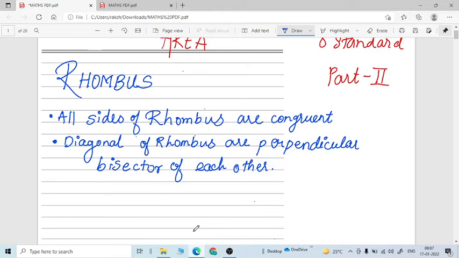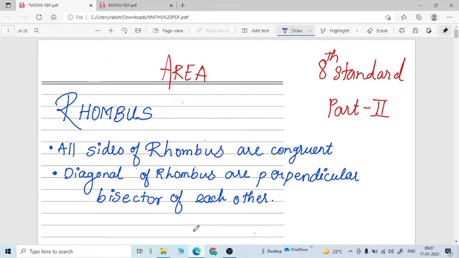Today's video is going to be about area for standard 8, part 2. So let's get right into the video. Earlier in part 1, we did area of square, area of rectangle, area of triangle, area of right angle triangle, and lastly area of parallelogram. I hope you all remember those formulas. I think you have memorized all the formulas. Now we'll move on to the area of rhombus.